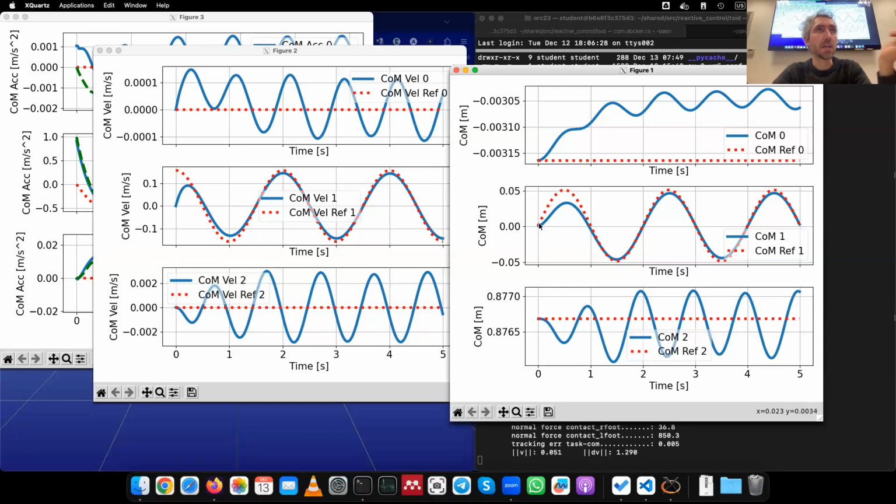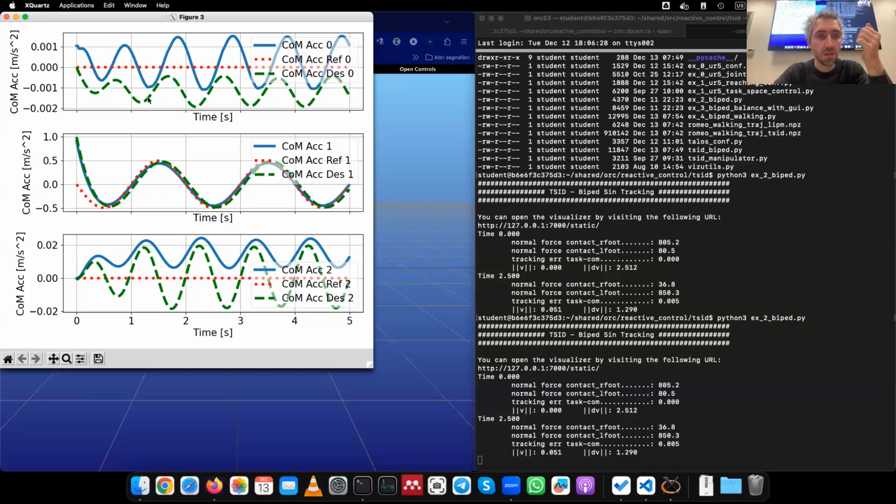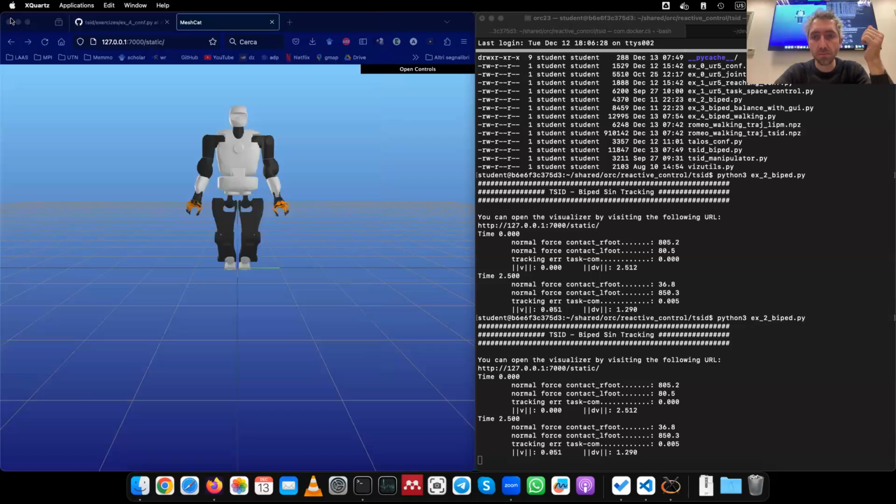And the reference instead has a non-zero velocity. And that's the problem when you try to track a sinusoid, that you start with a non-zero velocity. So in the beginning, you can expect a bit of tracking error, but in half a period, you're already on the reference. So that's pretty good. And the same happens if you look at the velocities of the COM. And here we look at the acceleration. So everything is working quite fine.